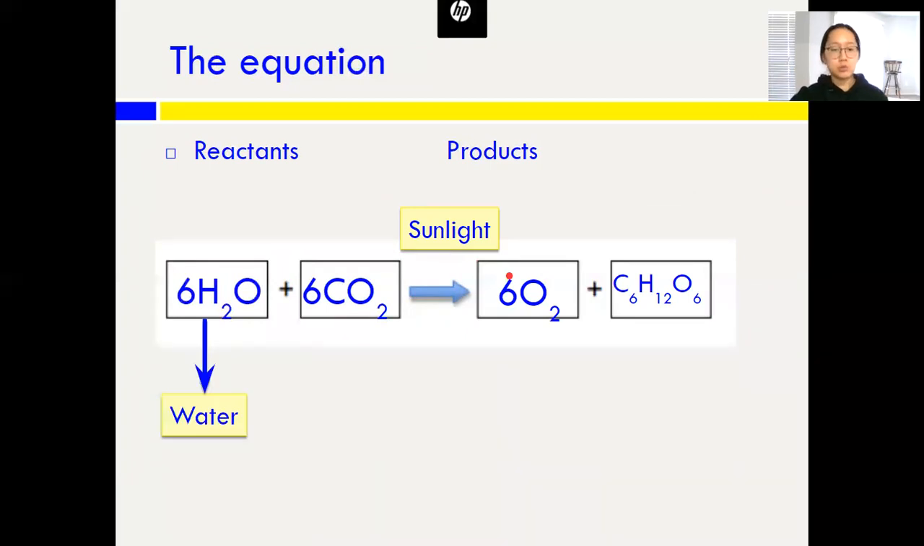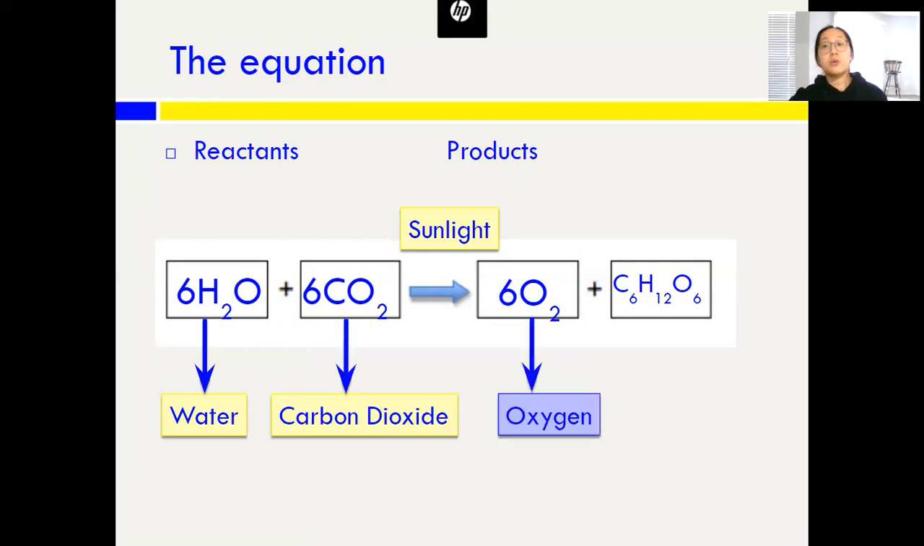So again, H2O is water, we need 6 of them. CO2 is carbon dioxide, we need 6 of those. O2 is oxygen, we made 6 of those, not we. Sorry, I keep saying we. Plants made 6 of those, and then you're going to get 1 molecule of glucose made each time you go through this process 1 time.